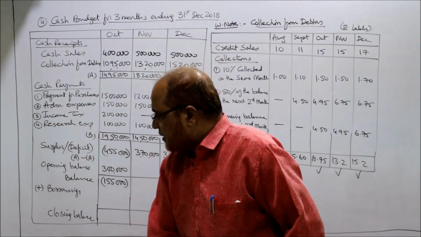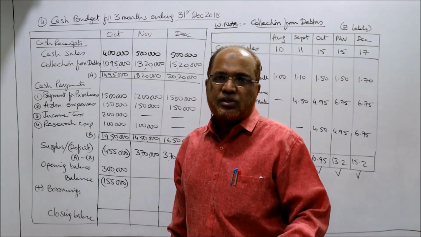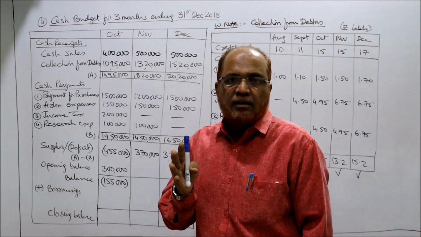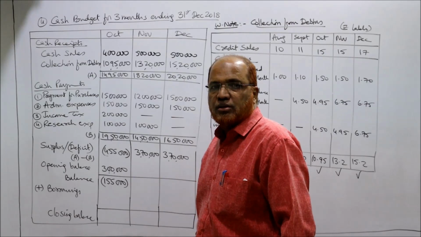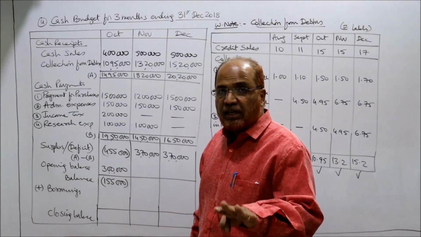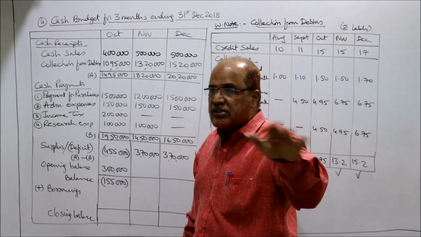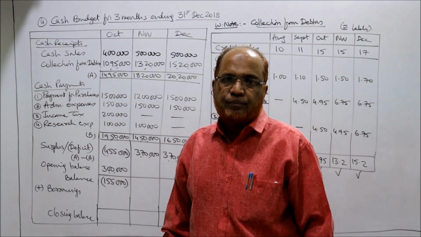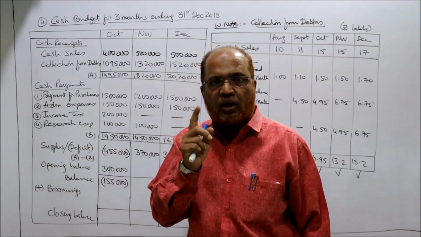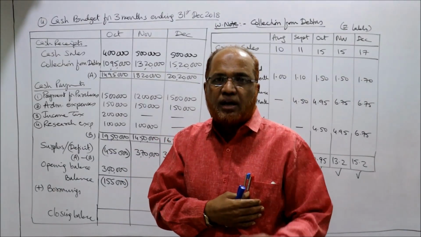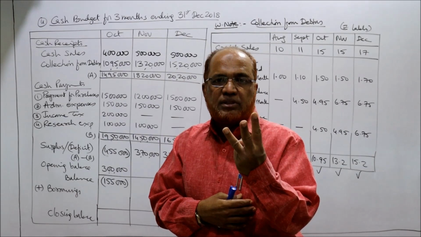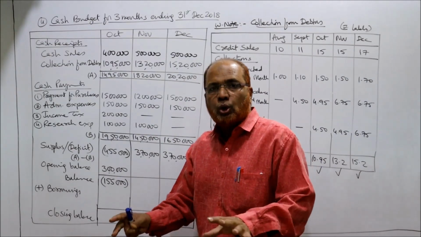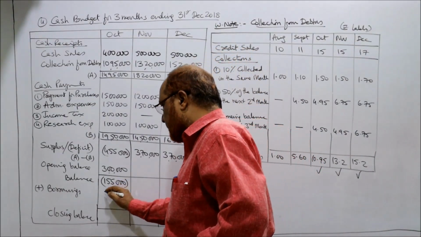Now, borrowings. Borrowings ki to zarurat hai, kyunki kam se kam 3 lakh rupay closing balance rakhna, ya deficit ho raha 1,55,000. So how much we have to borrow? We have to keep 3 lakh rupees, and also we have to set off this 1,55,000. Pahle se minus 1,55,000 hai, isko zero banane ke liye 1,55,000 borrow karna. Aur upar se kam se kam 3 lakh rupees we have to maintain. To wo 3 lakh aur ye 1,55,000 dono mila liya to 4,55,000 we have to borrow.